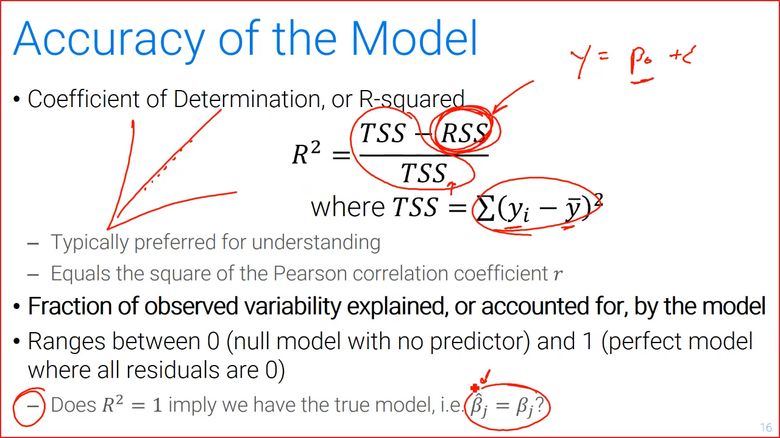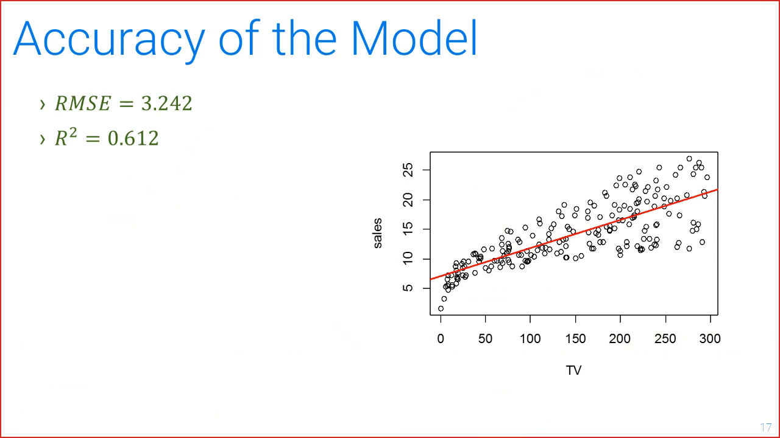All right, so this is how we can measure the accuracy of the model. So again, for our example, what do we have? If we run the numbers, it turns out that the RMSE is 3.2. So that means the average residual is about 3.2 units in the sales. And the R-square is 61%. That means this model is able to explain 61% of the variance in the sales, or the variability in the response.